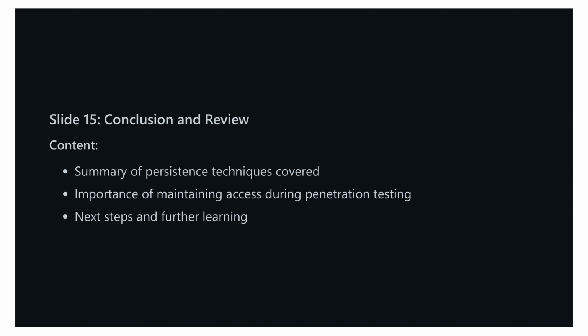Slide 15 brings us to the conclusion and review of our course on persistence techniques in penetration testing. We've covered numerous methods to help you understand how attackers maintain access to compromised systems. Maintaining access once a system has been penetrated is critical in real-world scenarios, as it allows for continued observation and exploitation. This step is essential not only for attackers, but also for penetration testers to thoroughly assess vulnerabilities and provide comprehensive security recommendations.